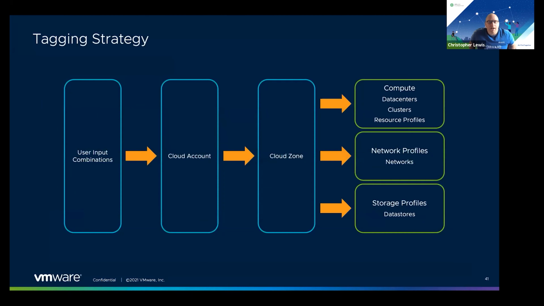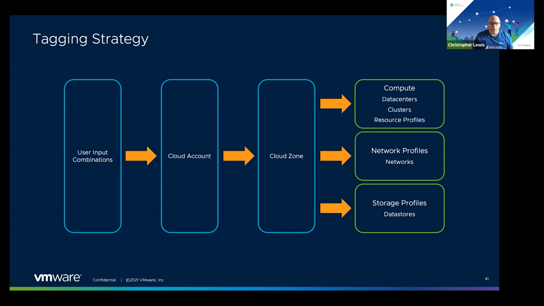And that's really where the tagging strategy happens. You've got your user inputs, and your user inputs in the form can drive the tag selection, which drives the allocation. So you might choose as a drop down dev, and you've got a cloud account that's tagged as dev, and maybe a cloud zone that's dev, or you might say I want vSphere dev. Two drop downs, and your vSphere cloud account will be tagged as vSphere, and your cloud zone might be tagged as dev. And that really decides where things are provisioned.